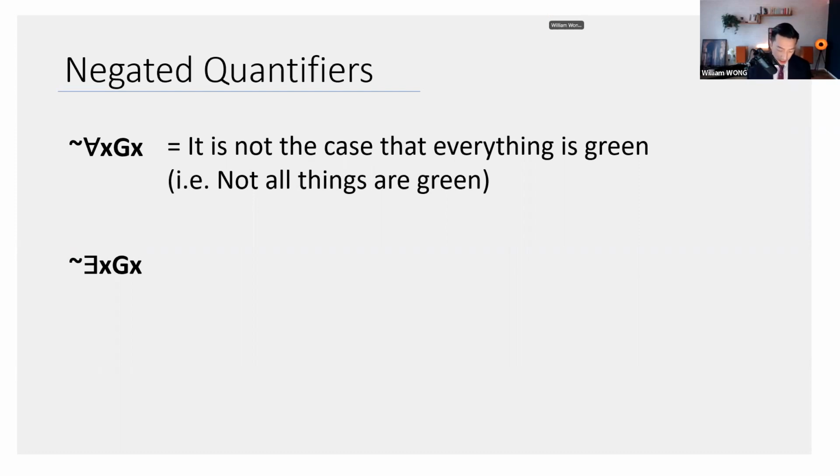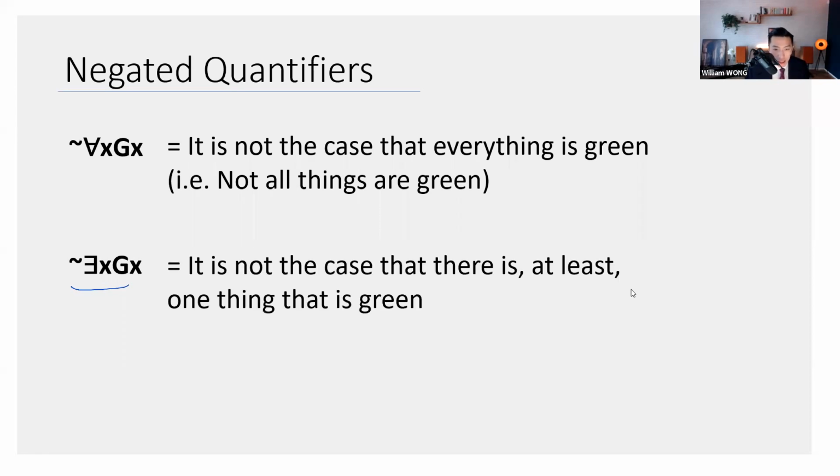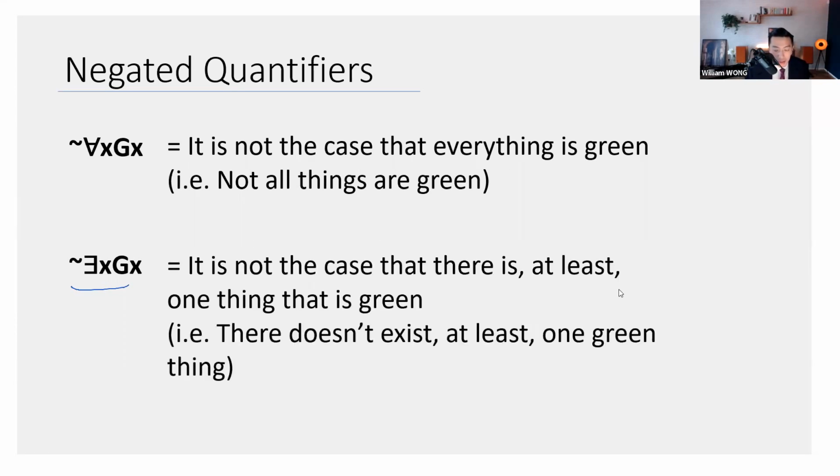Okay, what about this? What might this be? Anybody? Type or shout it out. The negation is applying to the existential. There does not exist a thing that is green, which is just saying there's not a single thing that is green, or nothing is green, right? These are all logically equivalent.